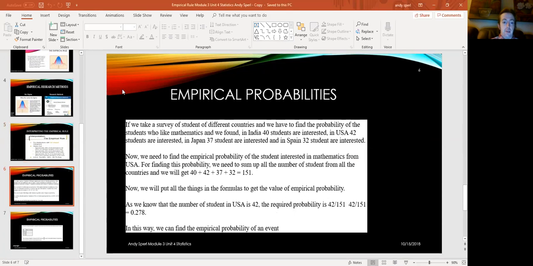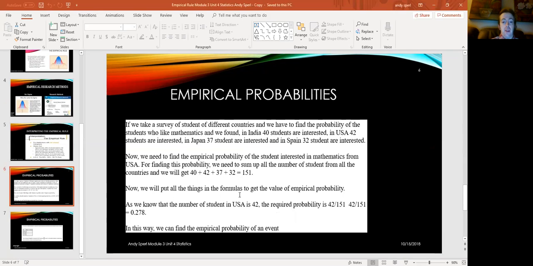Now, empirical probabilities. If we take a survey of students from different countries to find the probability of students who like mathematics, we found in India that 40 students are interested, in the USA 42. And this is a mathematical problem that I'm giving you guys to try to solve. And in Spain, there are 32 students that are interested. Now, we need to find the empirical probability of the students interested in mathematics from the USA. For finding this probability, we need to sum up all the numbers of the students from the countries, and we will get, okay, here, 40 plus 42 plus 37 plus 32 equals 151.